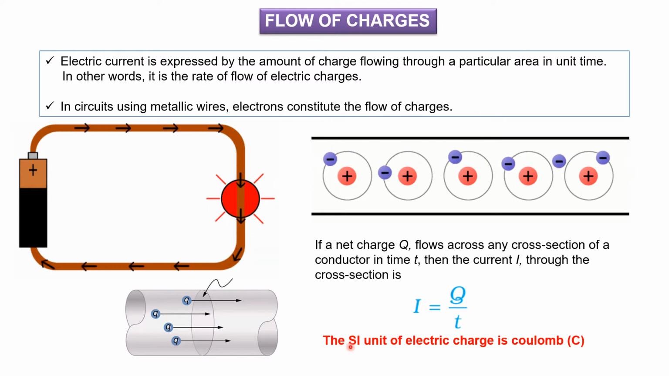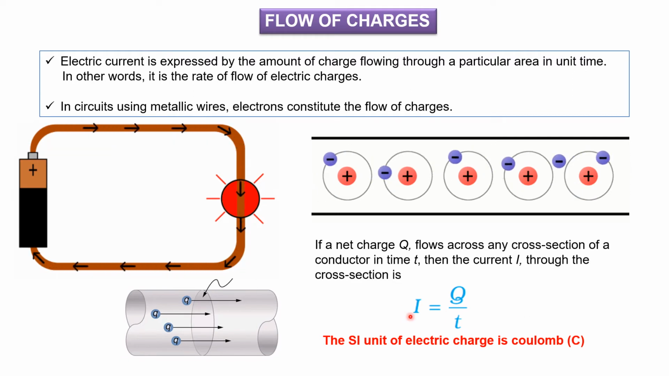Clear? So the SI unit of electric charge is coulomb. Q is measured in coulomb. Why? Q is nothing but charge. What is a charge? Charge is a group of electrons. I is nothing but current, Q is charge, T is time. So Q is represented by coulomb, named after a scientist, represented by capital C. What is T? Seconds. Time is represented by S.